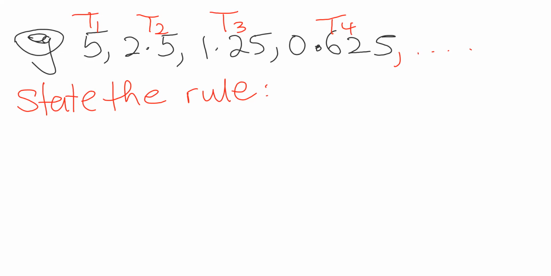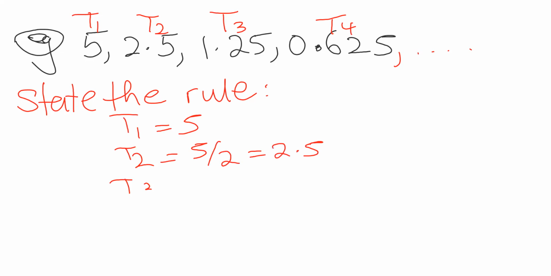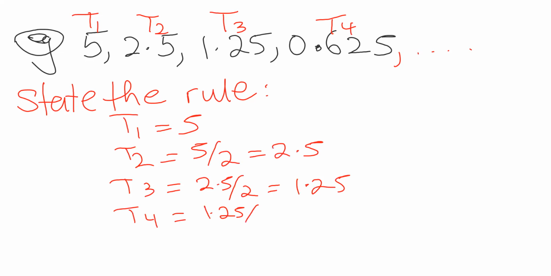If we look at it clearly, 5 divided by 2. So term 1 is 5. Term 2, it looks like 5 divided by 2, which is 2.5. Then term 3 looks like 2.5 divided by 2, which is 1.25. And term 4 looks like 1.25 divided by 2, which is 0.625. So term 5 will be 0.625 divided by 2. So all they want is the rule.